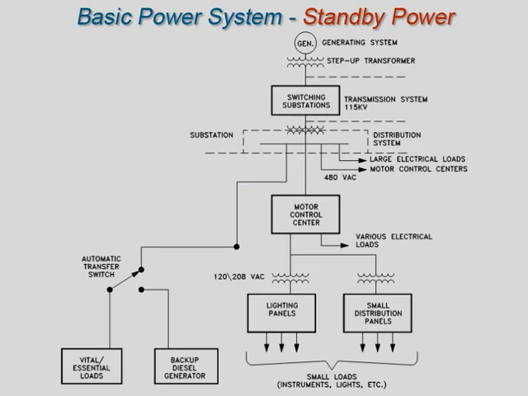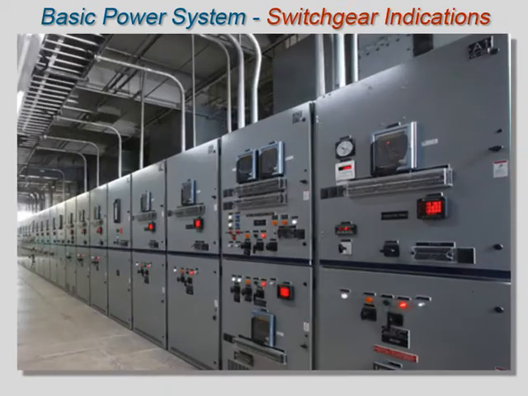Standby power is the power supplied to loads when the normal power from the distribution system is lost or unavailable. It typically is supplied from a diesel generator or a battery bank. The 480 volt distribution system has indications associated with the switchgear. The indications allow the operator to determine if the distribution system is functioning properly, verify alarms, and to use the indications to determine the cause of an abnormality.